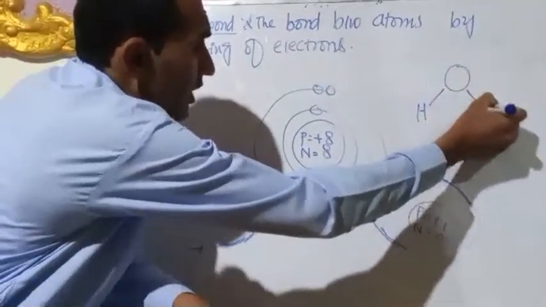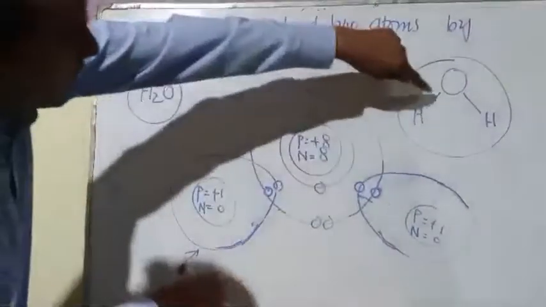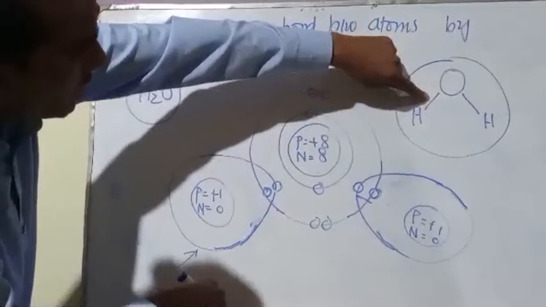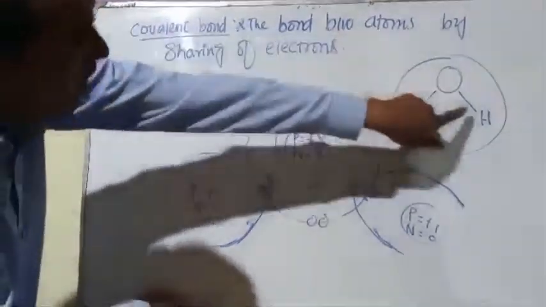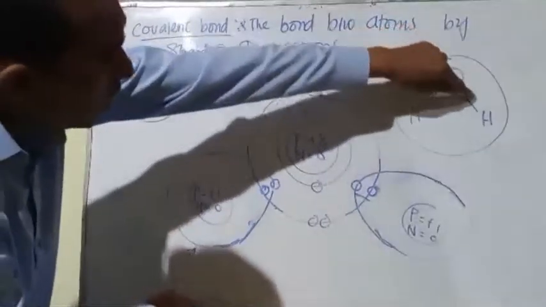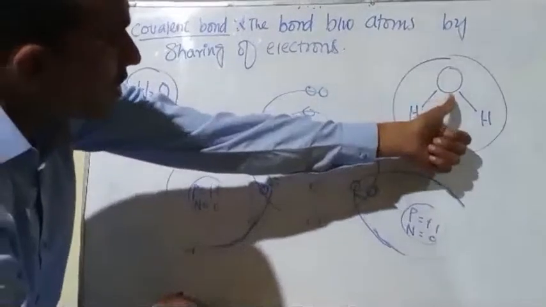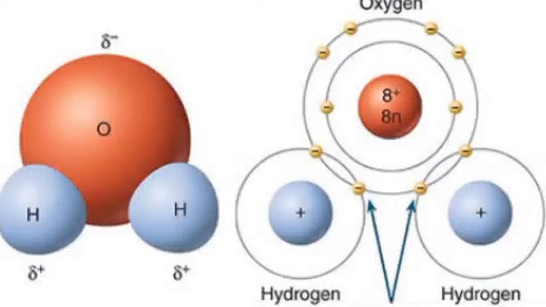H-O-H. So this is the structural formula of H2O, and the single line represents 2 electrons. It means we can represent a single covalent bond by a single line. This is also a single line that represents the single covalent bond between hydrogen and oxygen. So this is the structural formula of H2O.